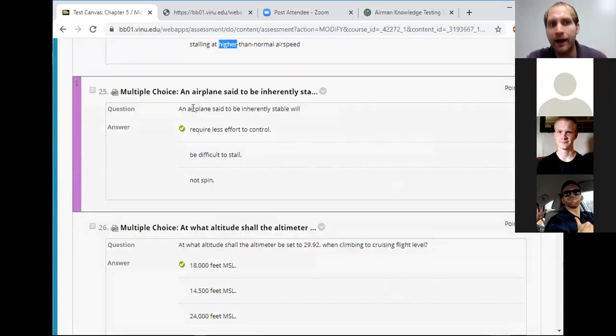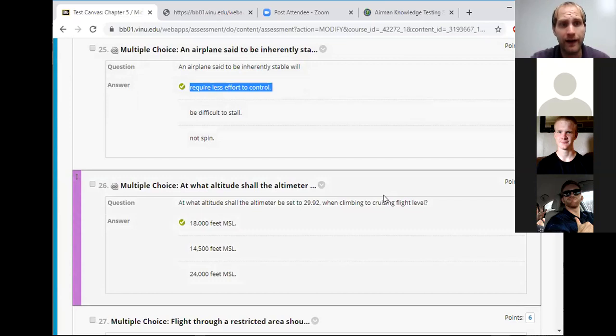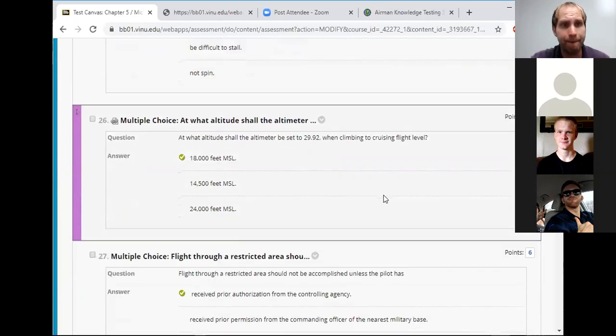All right, and then 25, an airplane said to be inherently stable will require less effort to control. It's just an FAA question. I know they all seem like good answer choices. You just got to memorize. Require less effort to control. Airplane said to be inherently stable. That's the best answer choice according to the FAA today.